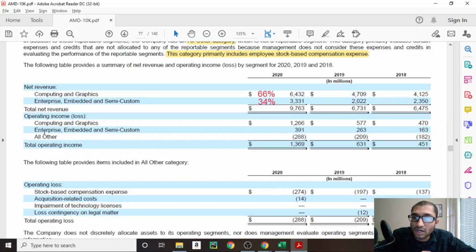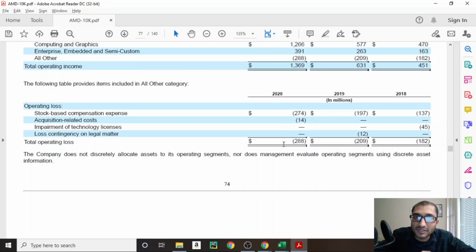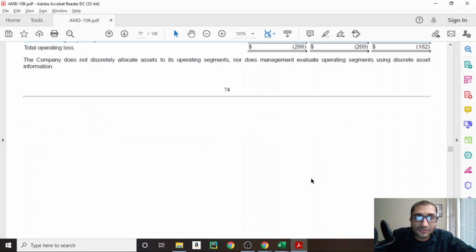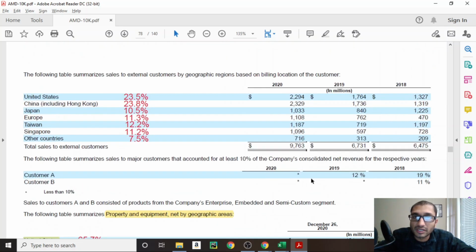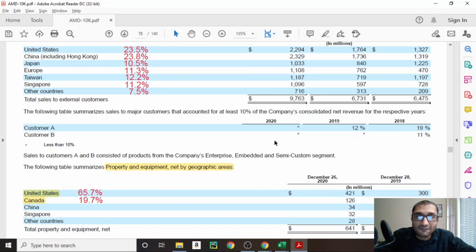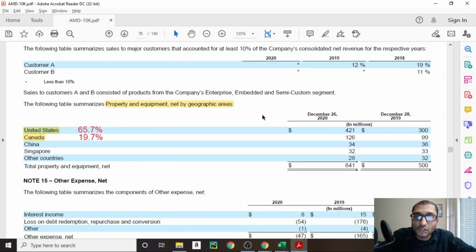And finally, the company has the all other segment, which is a $288 million loss. The company then breaks down how that $288 million operating loss was derived. And as the company stated before, majority of the company's total operating loss over the years has come from the stock-based compensation expense. On the next page, the company summarizes sales to external customers by geographic regions. For the year 2020, United States and China accounted for about 50% of the company's total sales. And finally, AMD breaks down its property and equipment by geographic areas. As of December 26, 2020, 85% of the company's total property and equipment was located in United States and Canada.